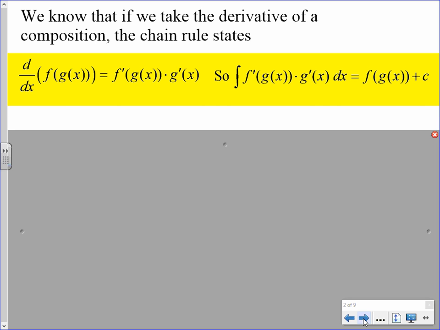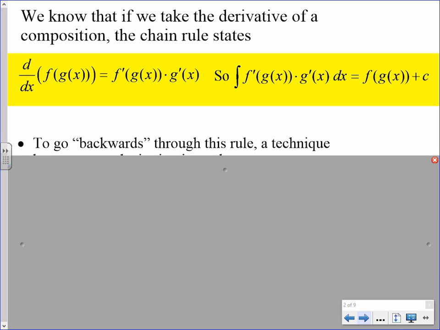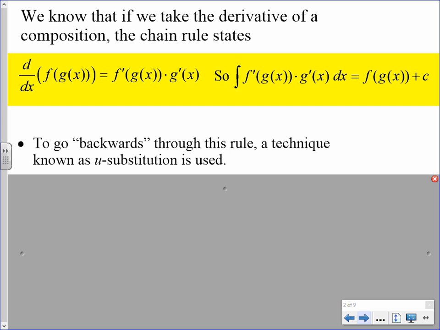Now, we do not call this the chain rule when we're talking about antiderivatives because we don't always get exactly what you see up there. Sometimes we have to tweak it a little bit. But working backwards with the chain rule, this is what we call U substitution. Sometimes I'll just call it substitution, but we're going to use a U as our variable.